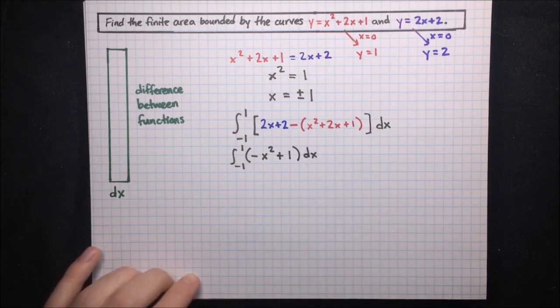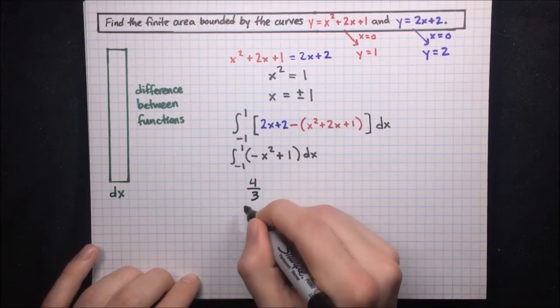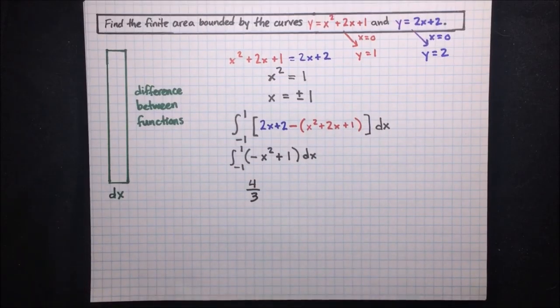Now this should be a pretty straightforward integral by now, so I'll just leave it to you to evaluate it and I'll tell you the result. The result is 4/3. That's what you should get when you evaluate the integral. So that 4/3 is our final answer. That is the finite area bounded by the curves y equals x squared plus 2x plus 1 and y equals 2x plus 2.